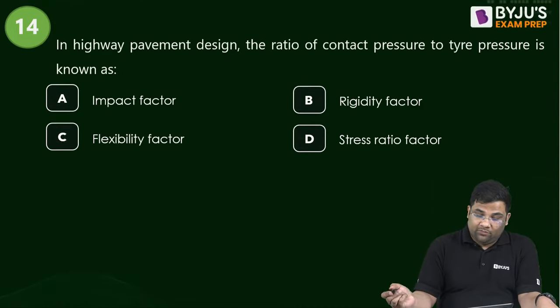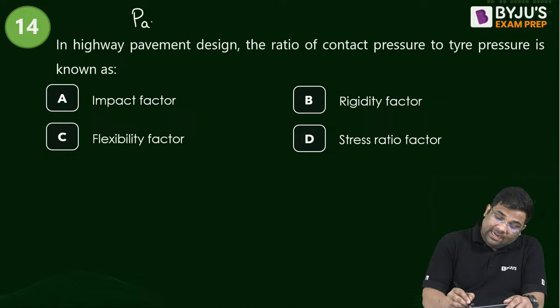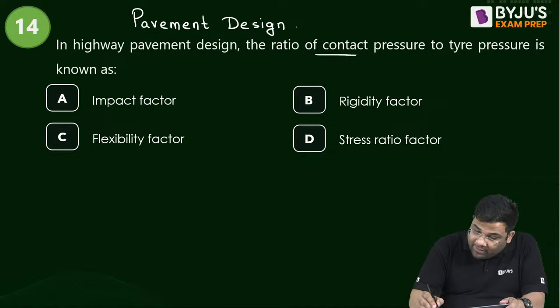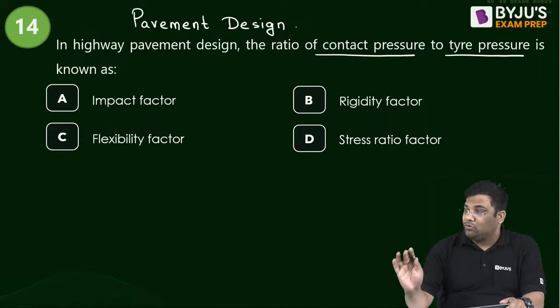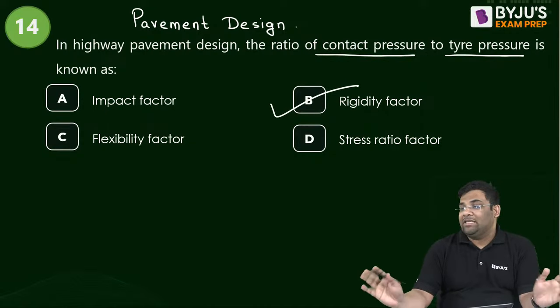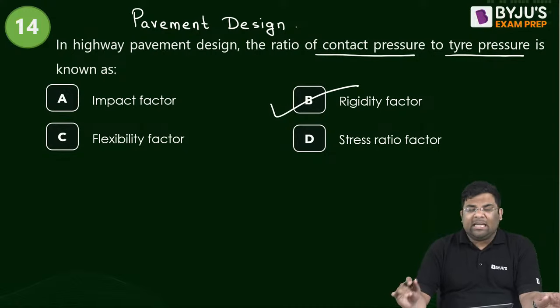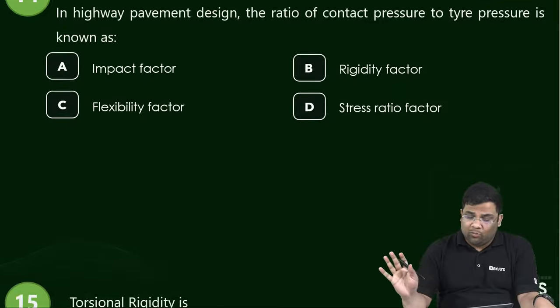Let us solve the next question. The 14th question is very straightforward again, from pavement design. Direct definition. Tell me the answer to this. The ratio of contact pressure to the tire pressure is known as what? Yes, it is known as rigidity factor. So you can see that they're asking again a direct definition, direct formulas.